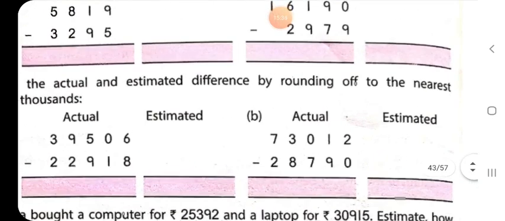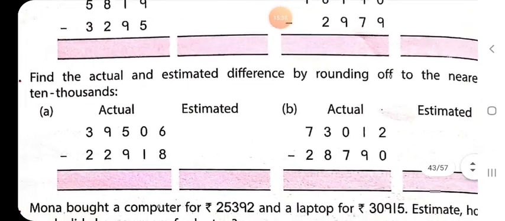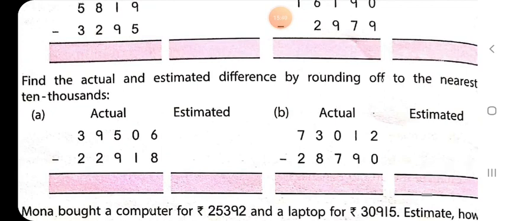Moving to the next: find out the actual difference by rounding off to the nearest 10,000. Now we have to find both the actual and estimated difference, like we did in sum number 1, but now we have to round off to the nearest 10,000, so the estimation value changes. The numbers are 39,506 minus 22,918. So let's start.